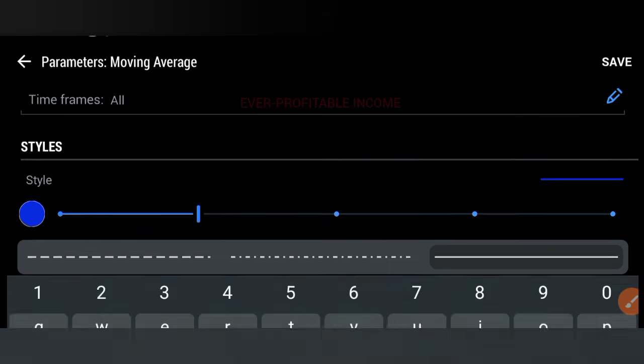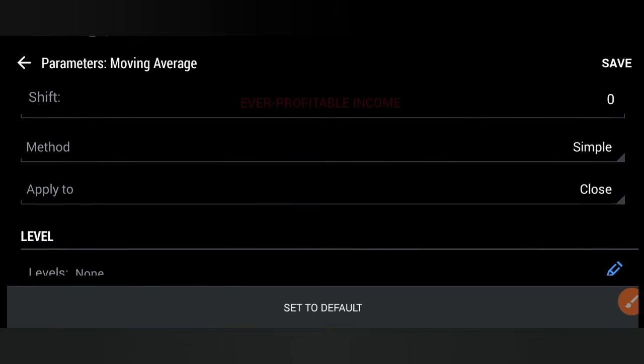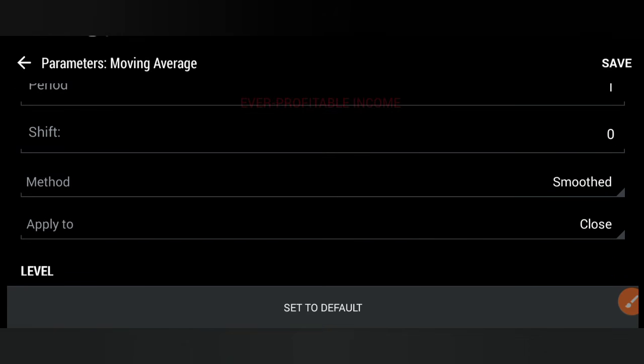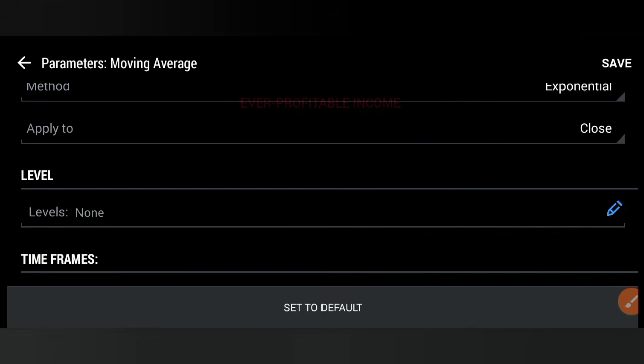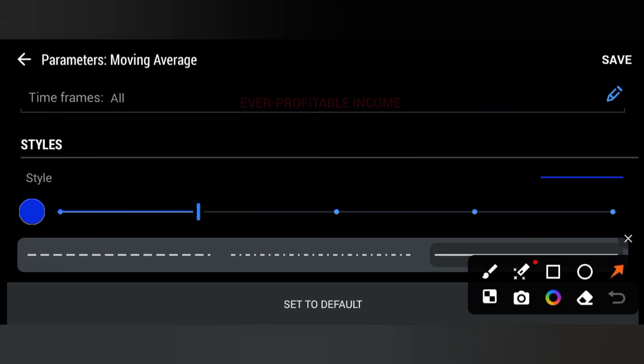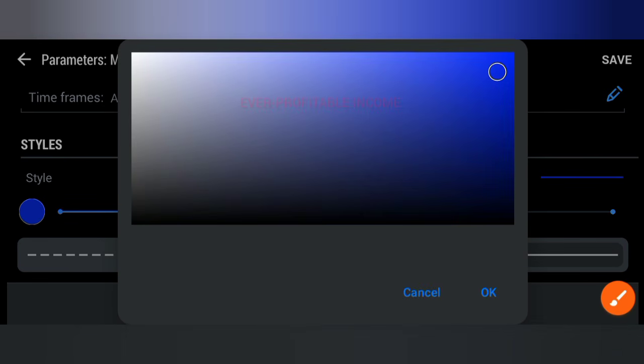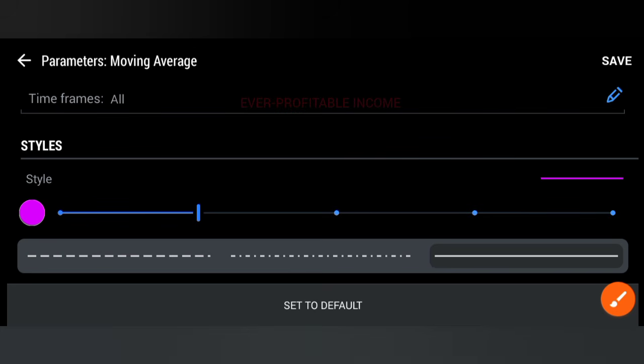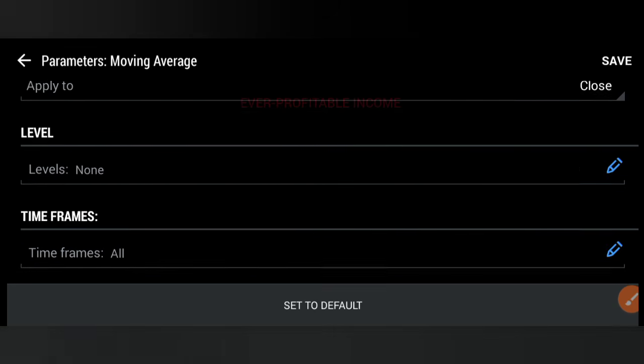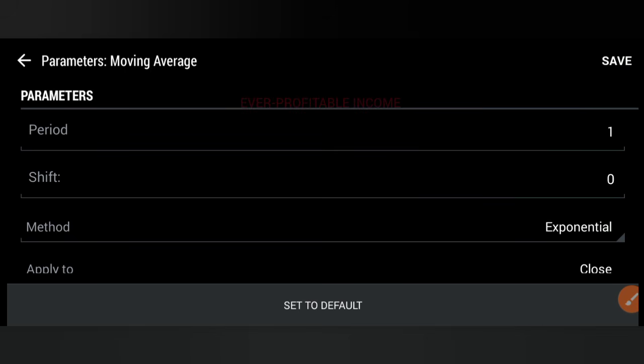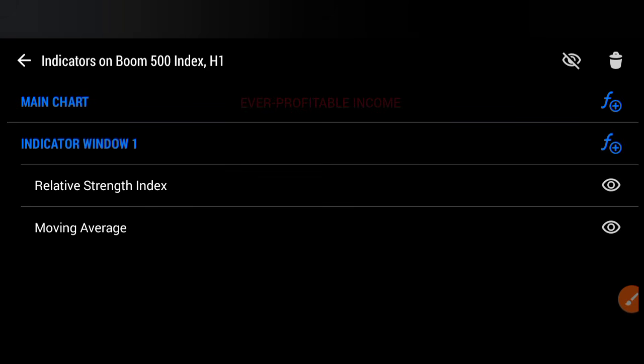That's the period we'll be adding. Period 1, the shift is 0, and the method is exponential. Then apply to close. Then choose a color. I'm going to use kind of pink, or use any color that you like. I choose pink. This is the parameter of the first moving average we are using, and then we click on save. And let's add another moving average.